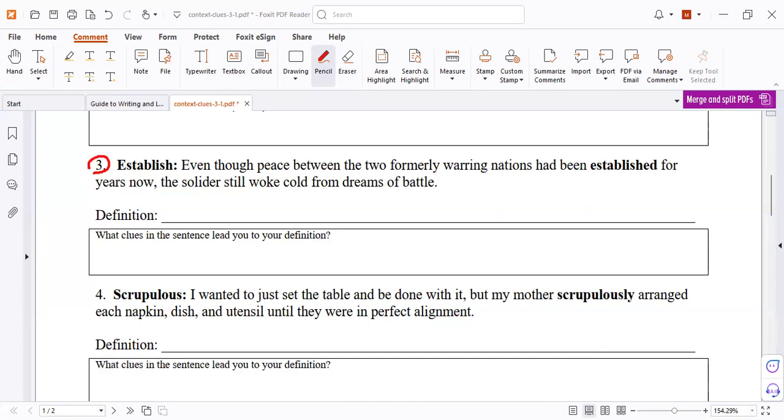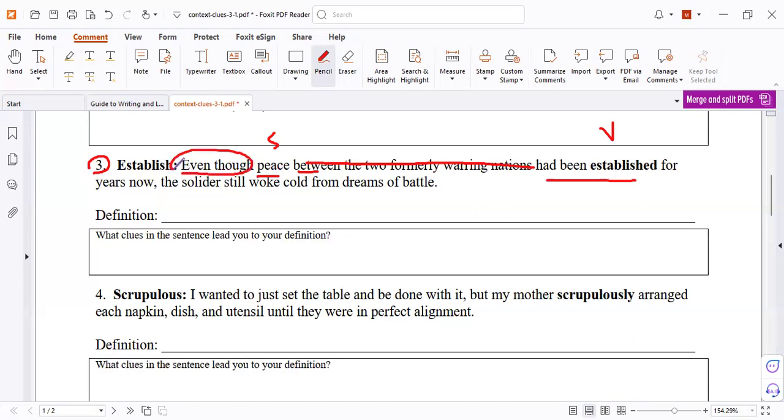Remember, it's a verb. So how again? This is a verb phrase. What is the subject? Even though peace between, so preposition phrase, delete. So this is the subject. So peace had been established for years now.